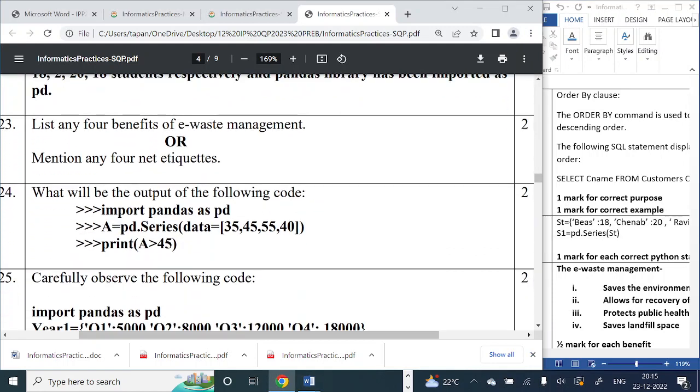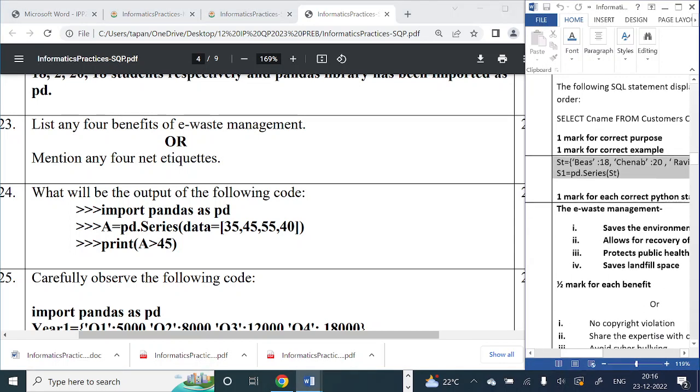Now next, list any 4 benefits of e-waste management. When you manage the e-waste properly using the e-waste management companies, then what happens? You save your environment, you reuse the material there, and you save from pollution, that is soil pollution, air pollution. Otherwise the radiations will be there if you throw it here and there.